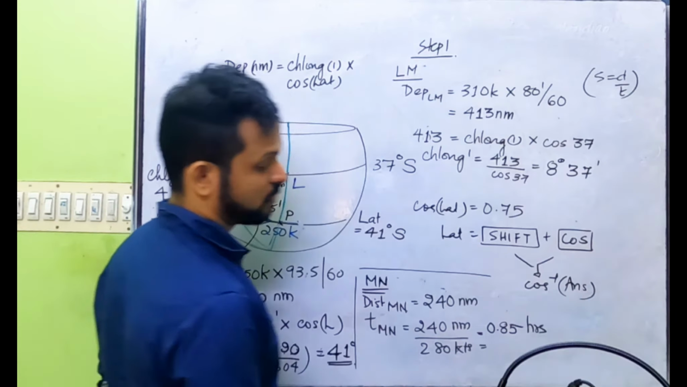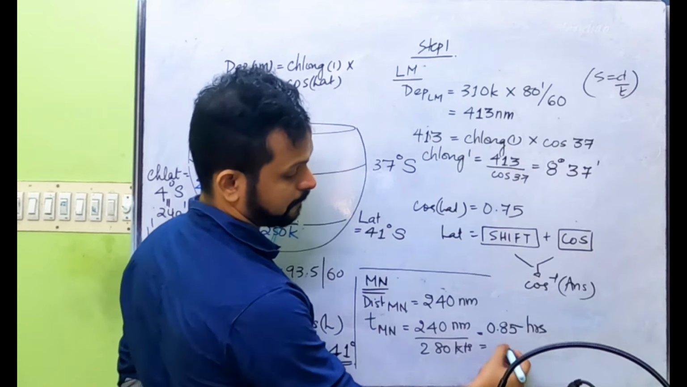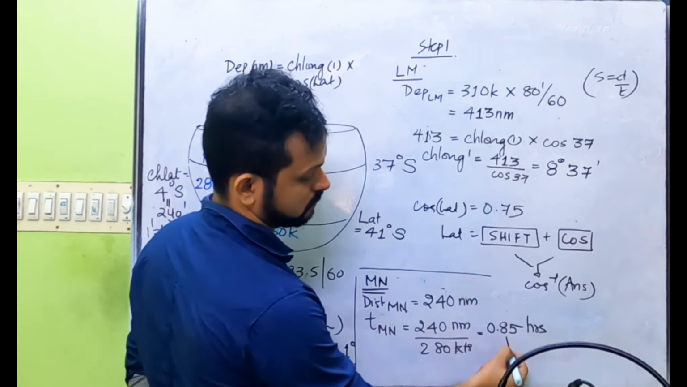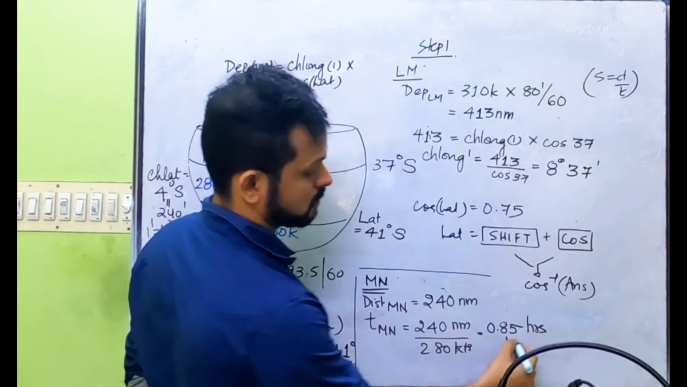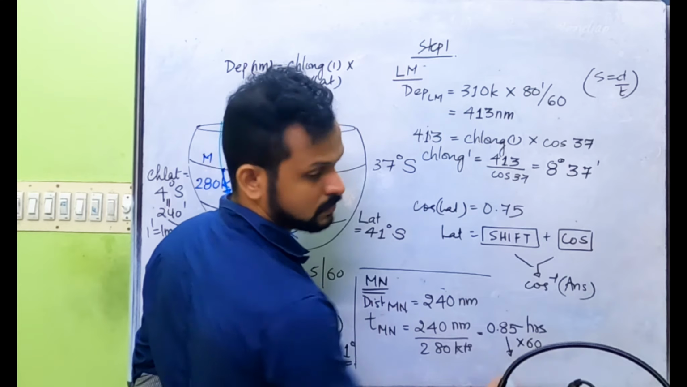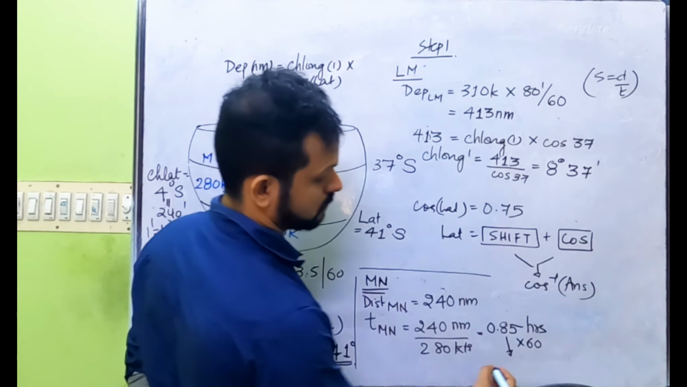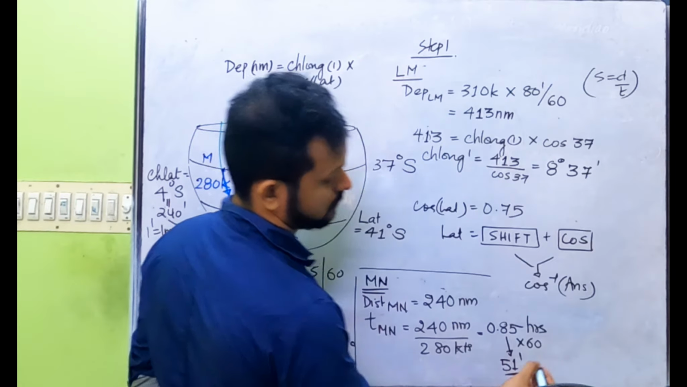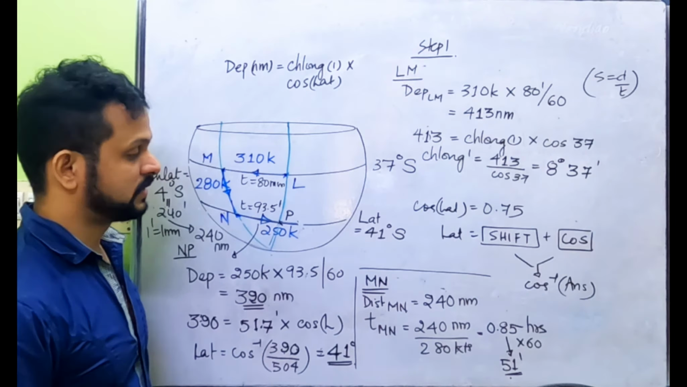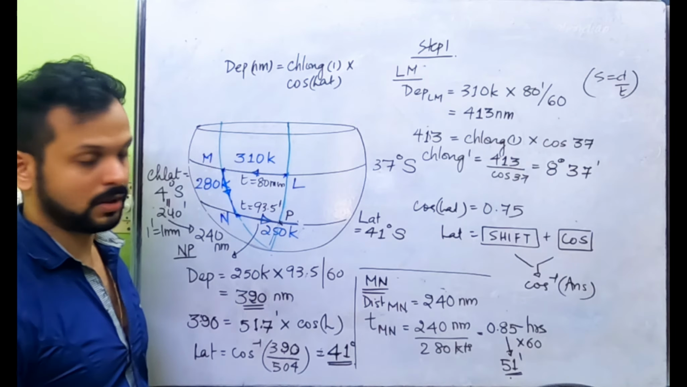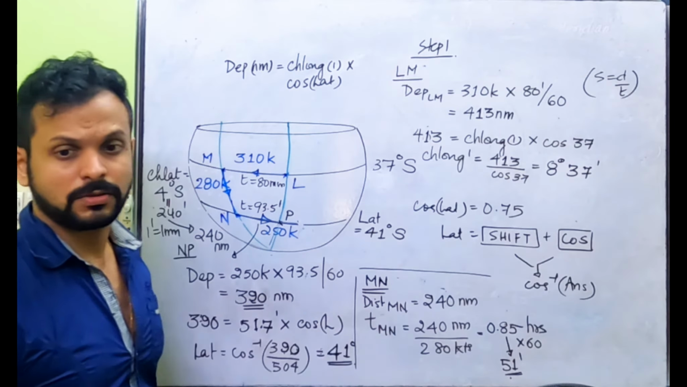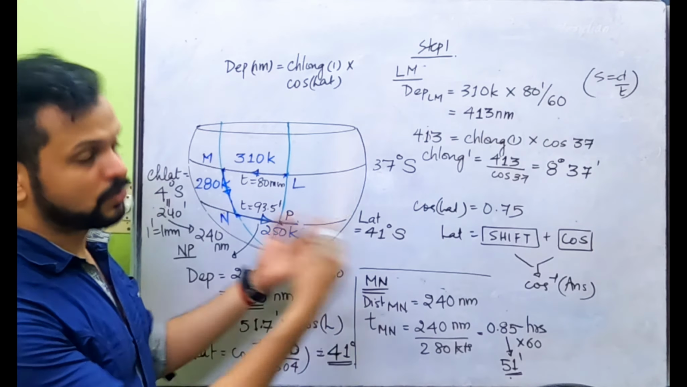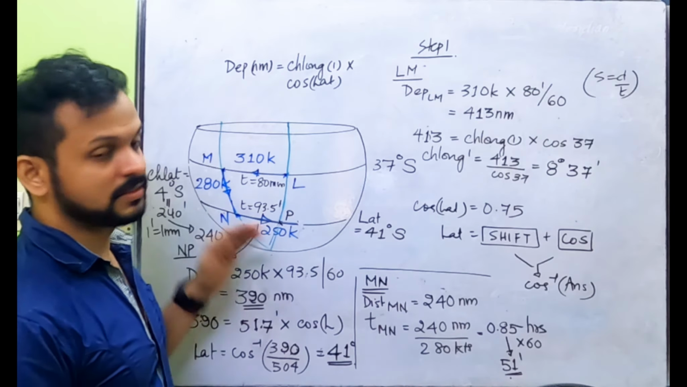This is in hours. Can you give me the answer in minutes? Multiply by 60. 51 point something. So it will be 51 minutes. So the distance from M to N is 240 nautical miles and time from M to N is 51 minutes. Understood? Now take 2 minutes, go through the entire question and see what we have done here.